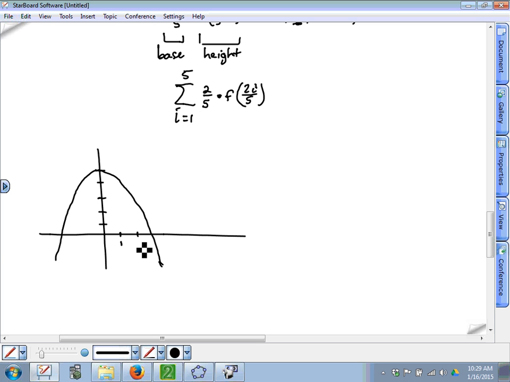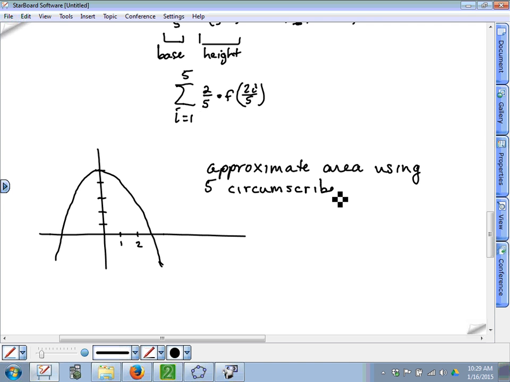The rectangles are now on the outside. We're now going to approximate the area using circumscribed rectangles, using 5 particular circumscribed rectangles between 0 and 2. Let's try it again.